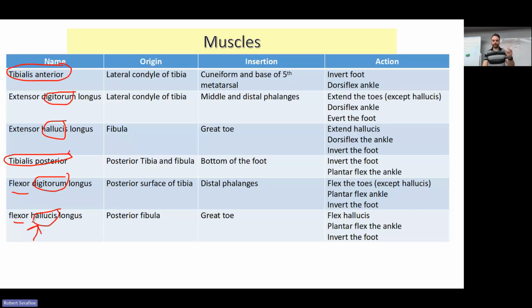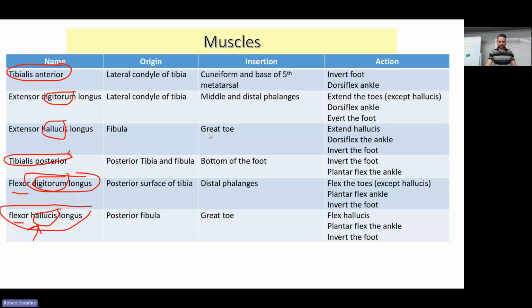Hallucis is the big toe, very similar to our thumb, which was pollicis, right? So these muscles act only on the big toe. And another similar rule to our forearm and hand lecture is that the big toe, similar to the thumb, has its own muscles to move it. That means that our other toes, in this case toes 2 through 5, have other muscles to move them.